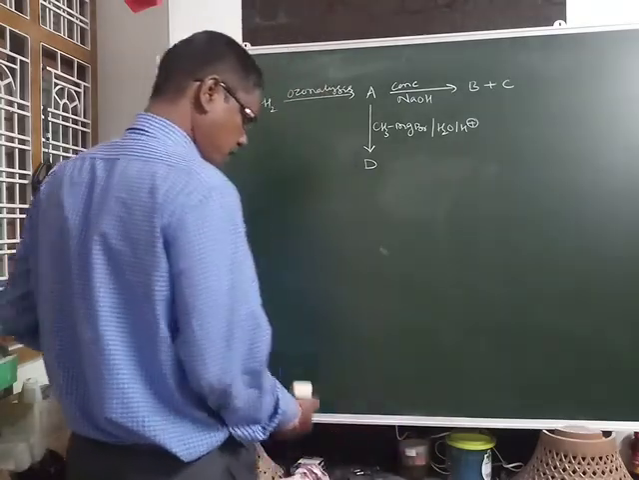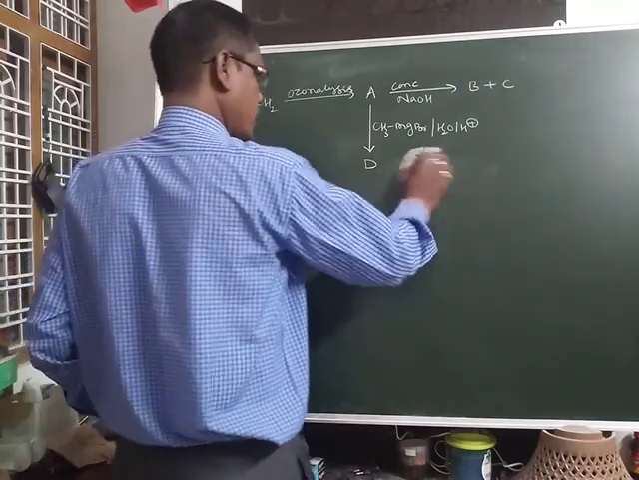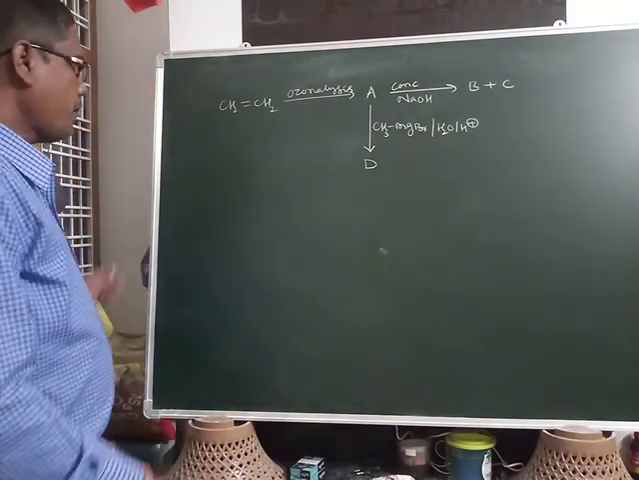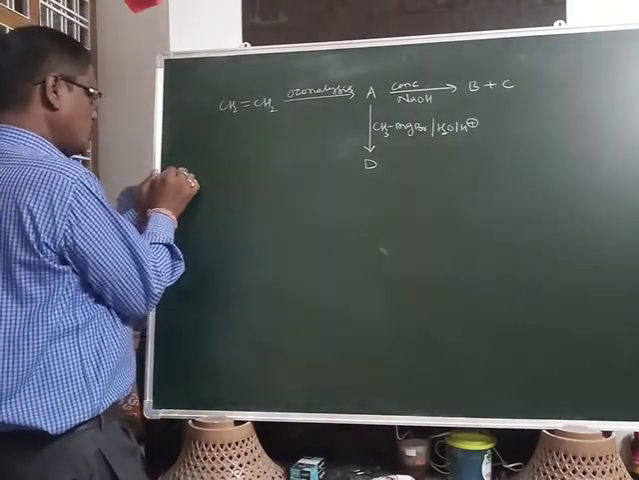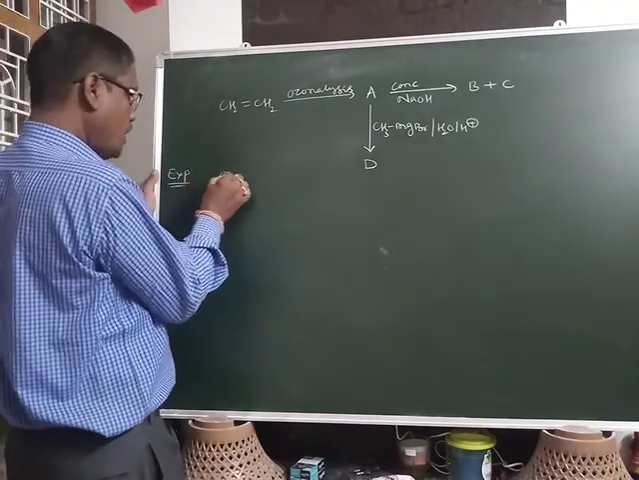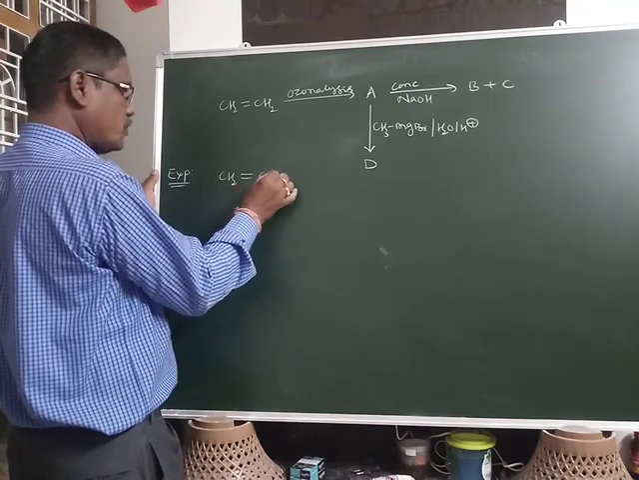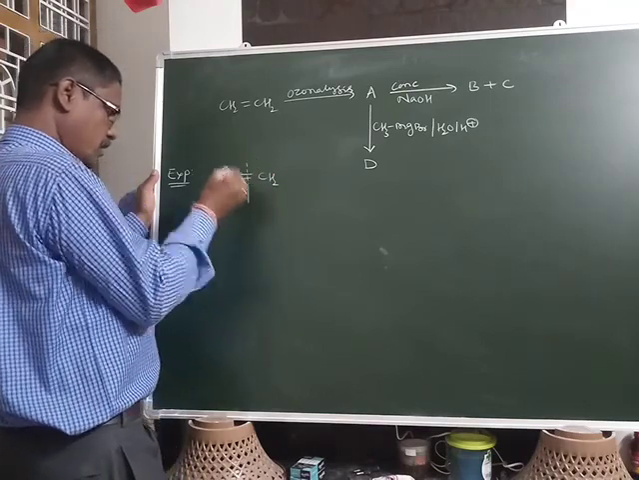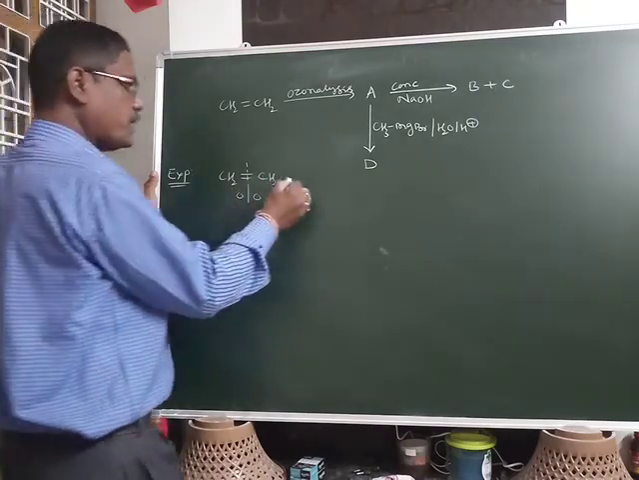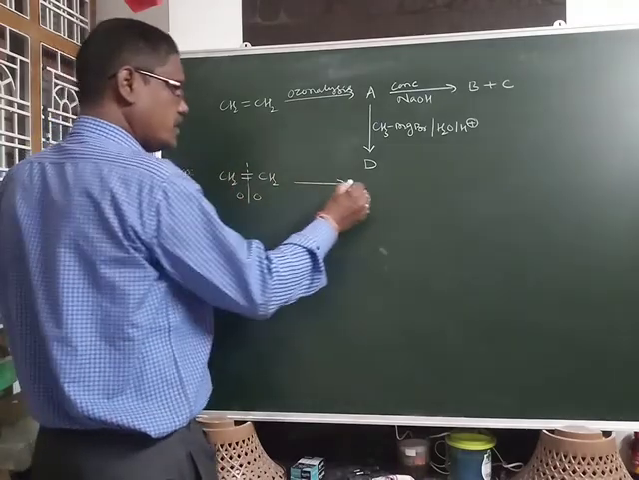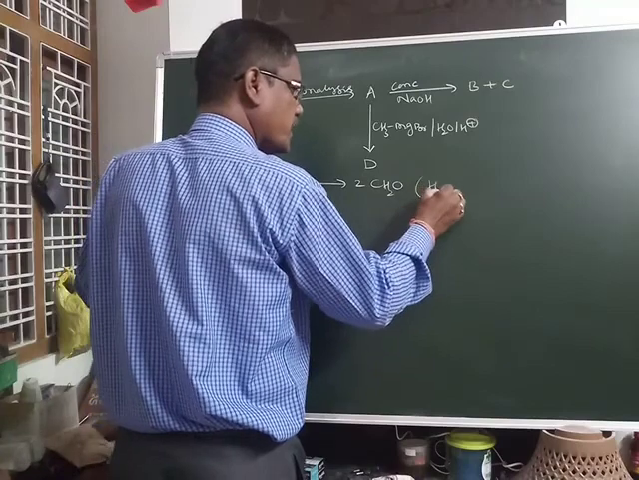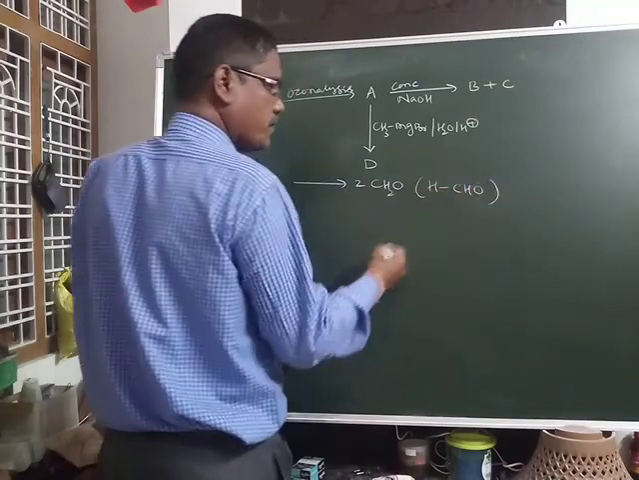Already Knoevenagel condensation we just completed. What is the explanation for this conversion? Already I have given: any alkene subjected to ozonolysis, you cut the double bonded carbon and add the oxygens, then we obtain CH2O. This is nothing but HCHO, which means formaldehyde.